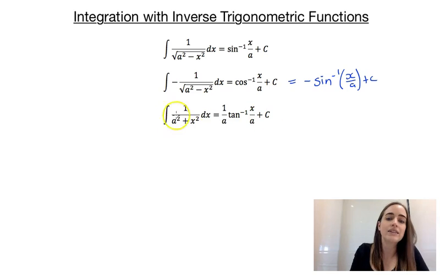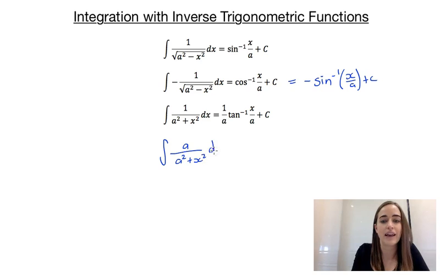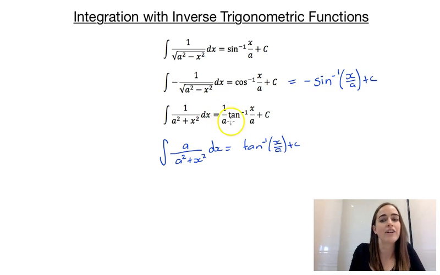The other thing is this integral is written on your formula sheet in this way. But you'll often sometimes see it as a over a squared plus x squared dx is equal to tan inverse of x on a plus c. So rather than dividing by a over here, we've just got that a in the top. So sometimes you'll see it like that in a problem. All right, so let's have a look at some examples.